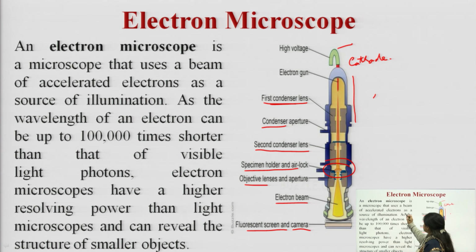An electron microscope is a microscope that uses a beam of accelerated electrons. This is the main difference between electron microscopy and light microscopy.